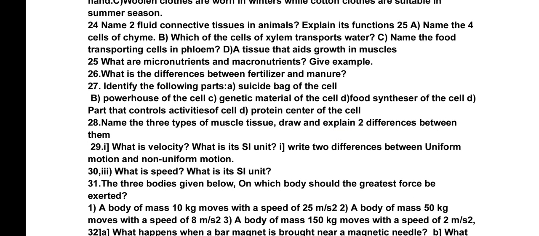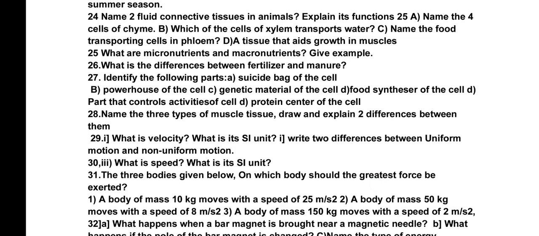Next, name two fluid connective tissues in animals. The two fluid connective tissues are blood and lymph. Explain their function. Blood helps in the transportation of gases and materials. And lymph also helps in the transportation of gases and materials, but it also connects between the cells and the blood.